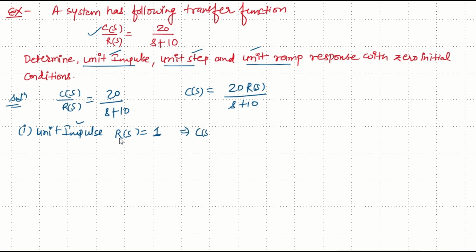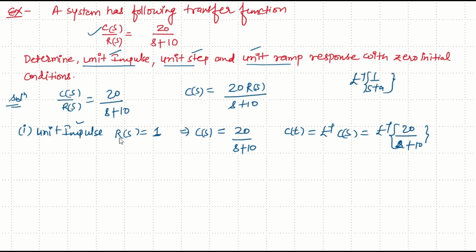In this case, the value of C(s) comes out to be 20 divided by s plus 10, and we need to calculate c(t), which is the inverse Laplace of 20 divided by s plus 10. As we already discussed, the inverse Laplace of 1 upon s plus a is e raised to power minus at. So the response of this system will be 20 e raised to power minus 10t. Again, this is a pure exponential signal.